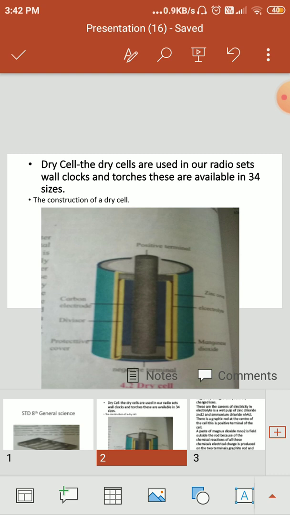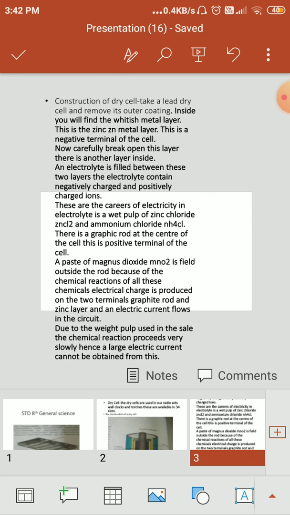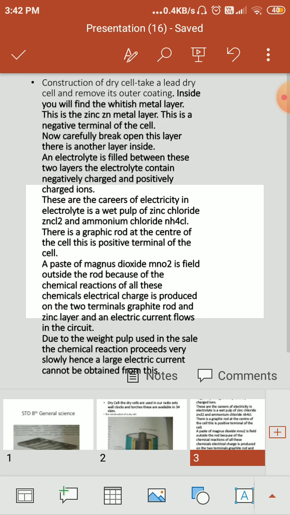Now try to understand the construction of a dry cell. Take a dry cell and remove its outer coating. Everyone knows the dry cell which is used in torches and clocks. When you remove its outer coating, inside you will find a whitish metal layer. This is the zinc metal layer. This is the negative terminal of the cell.